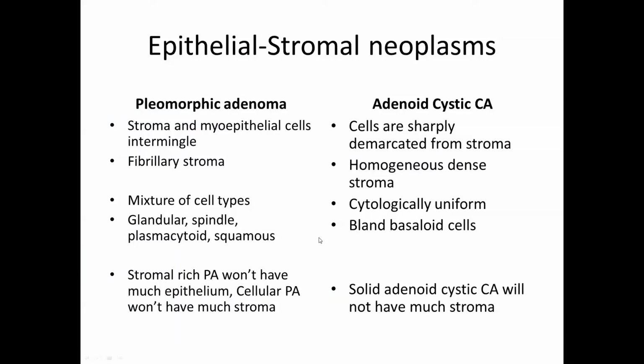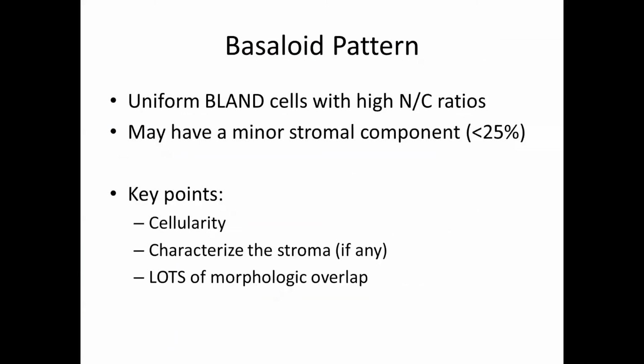There are some pitfalls here. If you're dealing with a stroma-rich PA, you won't have much epithelium. And if you're dealing with a cellular PA, you won't have much stroma, conversely. Versus in an adenoid cystic, a lot of times they'll fit this classic characteristic appearance, but if you're dealing with something like a solid adenoid cystic, for example, those may not have very much stroma at all for you to address. So that's the epithelial-stromal category.